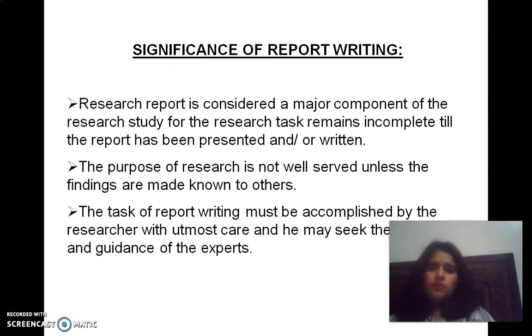When we talk about the significance of report writing, it is considered a major component of the research study, for the research task remains incomplete till the report has been presented or written, right? Suppose some task is allocated to you and you are working in an organization and you say that you have completed that task. Things do not work out in this way. You have to prepare a report and mail it to your boss so that he can have a look over what was assigned to you and how you have materialized it. This is required in organizations also.